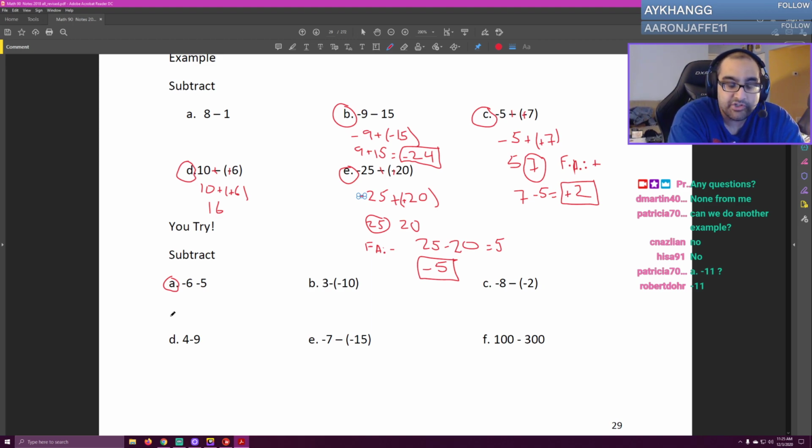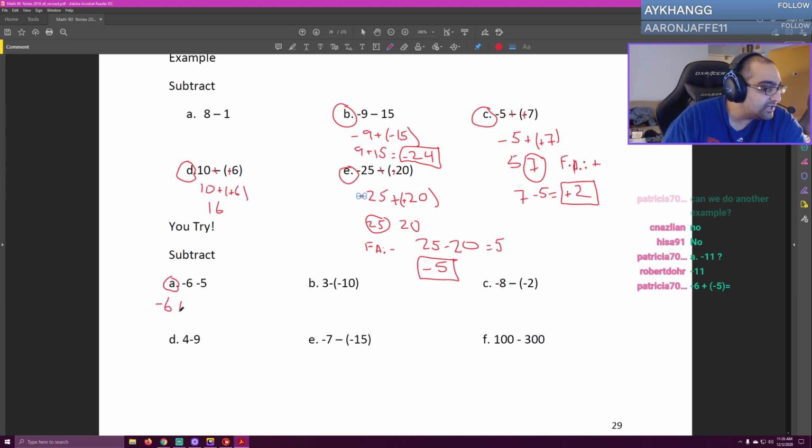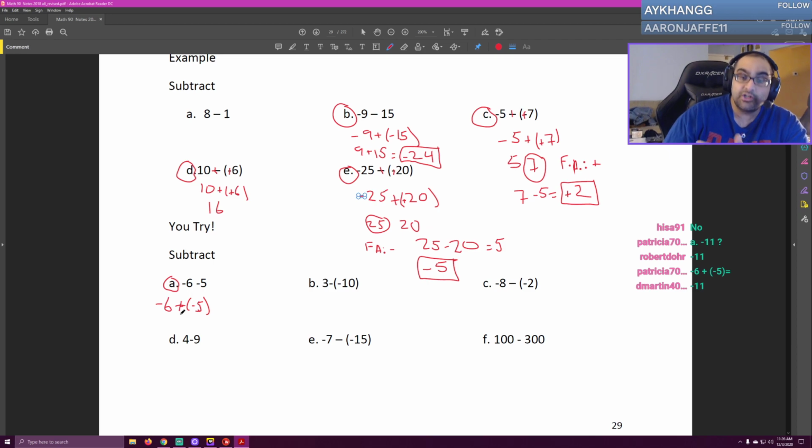Again, I just want you to see the process here. I'm not going to disagree. Minus 11 is the answer, because it's true. Okay, very good, that's correct. So I put negative 6 plus negative 5. Right, so we put it in terms of addition here. We get negative 6 plus a negative 5.